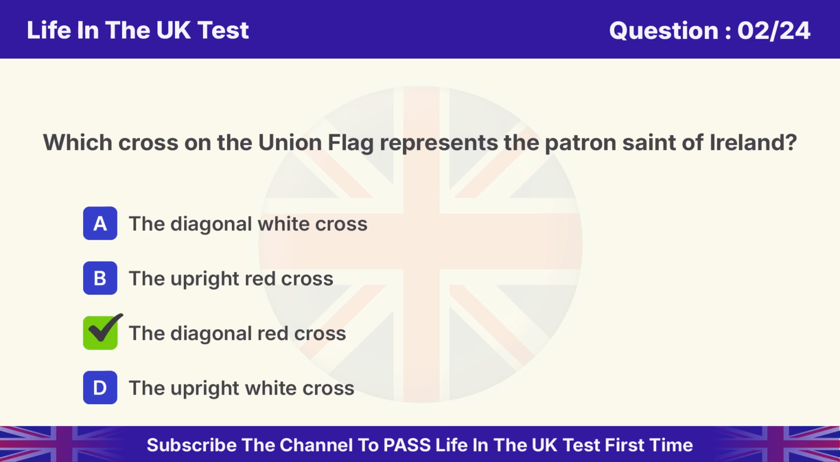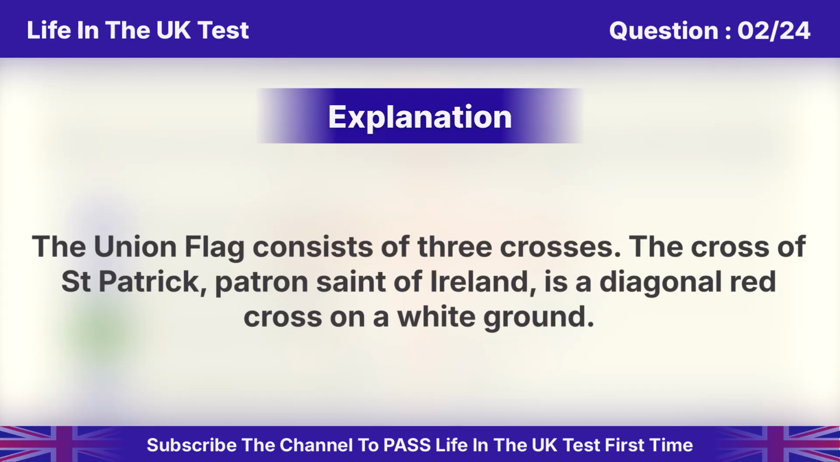Answer is C. The diagonal red cross. The Union flag consists of 3 crosses. The cross of St. Patrick, patron saint of Ireland, is a diagonal red cross on a white ground.